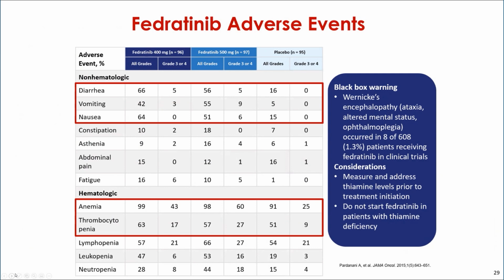Fedratinib will cause some anemia and thrombocytopenia, which is in the red box in the lower part of the slide, to about a similar extent as ruxolitinib, but it also causes some diarrhea, vomiting, and nausea, which is in the red box in the upper part of the slide.